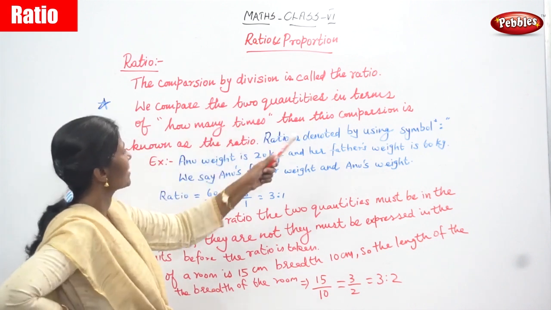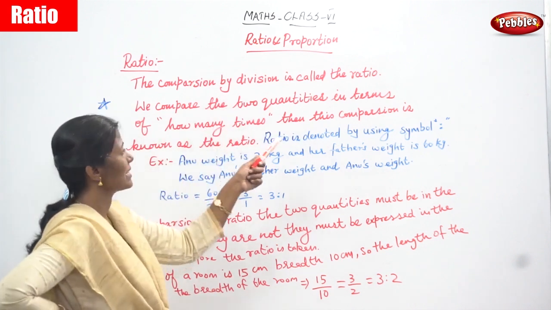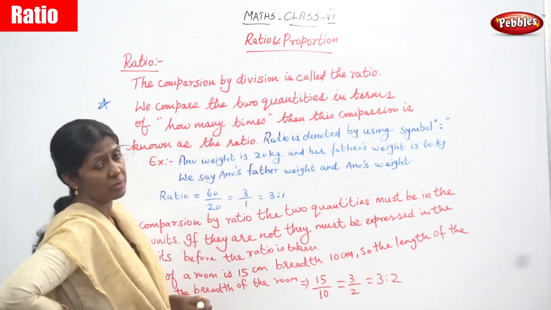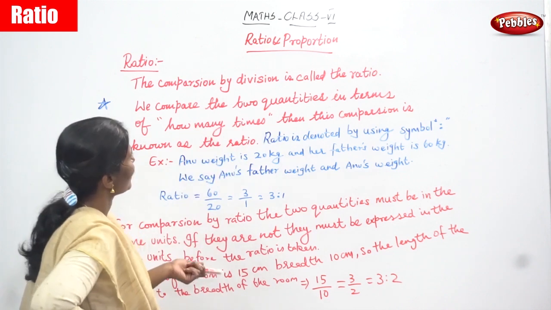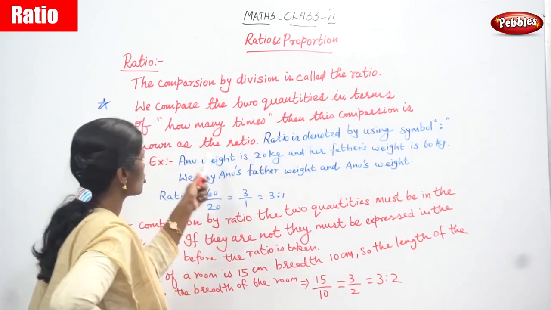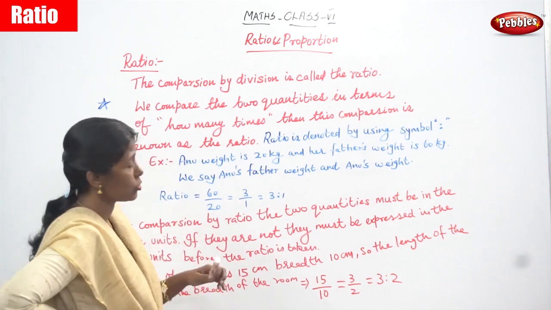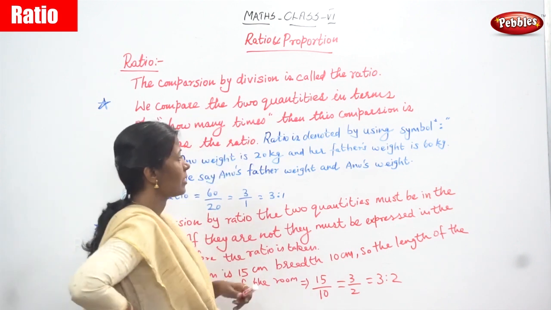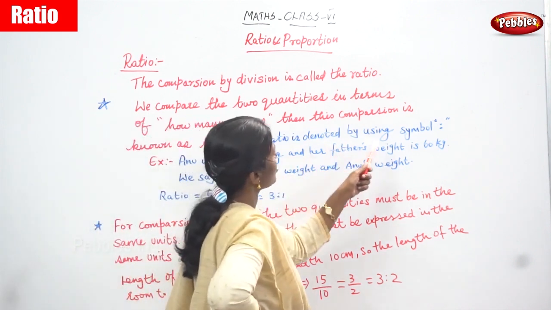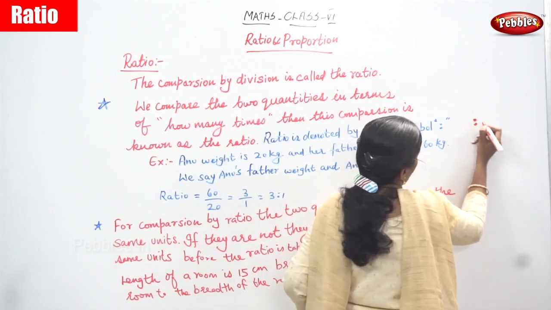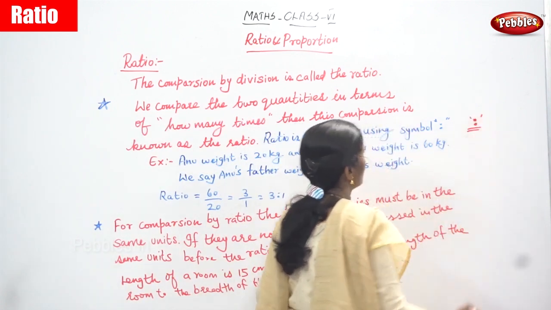We compare two quantities, that means two values, in terms of how many times. This comparison is known as the ratio. So comparison by division is called ratio. Ratio is denoted by using a symbol, which you write like this. This is the symbol of ratio.